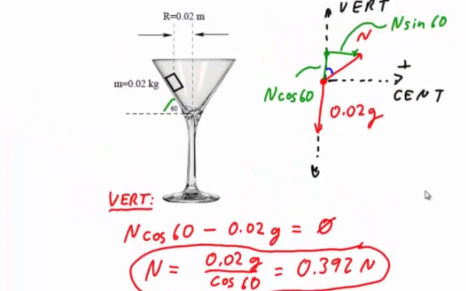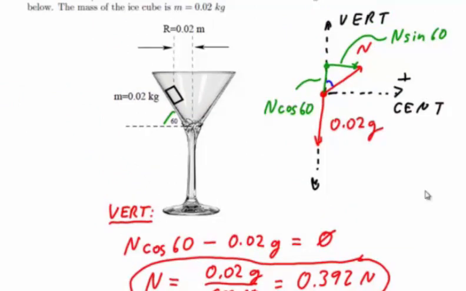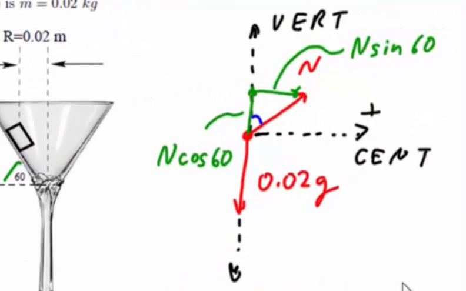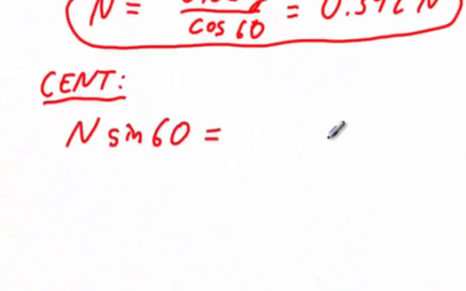The only remaining task in this problem is to analyze the centripetal direction. Looking back at the free body diagram, we see that the only force in the centripetal direction is one component of the normal force, N sine of 60, and so for that reason the centripetal equation will be simple as follows. The sum of the forces in the centripetal direction is equal to m times the acceleration in the centripetal direction. The question we ask ourselves is that since this is constant speed motion, is there an acceleration in the centripetal direction? And that question always has the same answer.